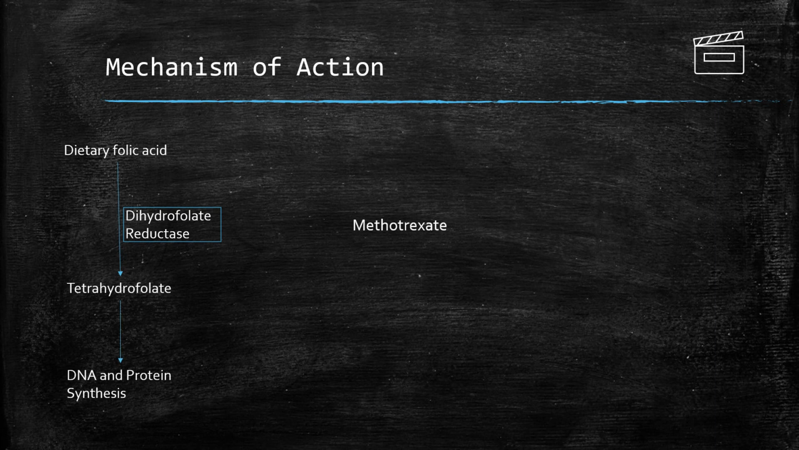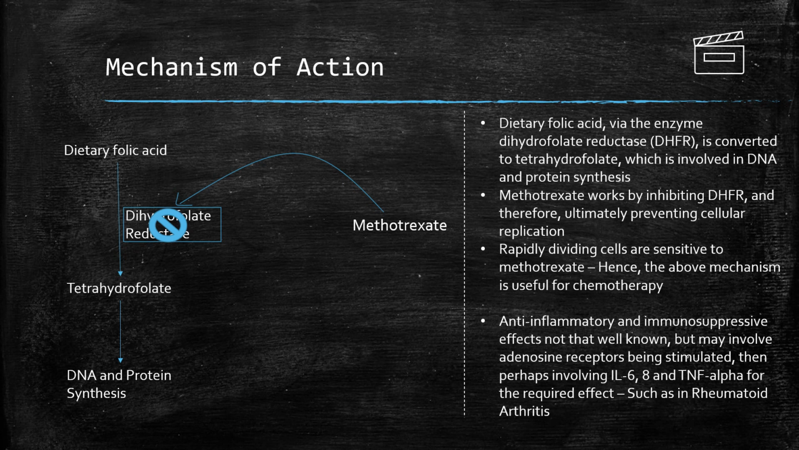Now, when we put methotrexate into the mix, it inhibits DHFR, which therefore prevents dietary folic acid from being made into tetrahydrofolate, which, as you can see via the little flow diagram, can prevent DNA and protein synthesis via preventing cellular replication. Here it is on the right, exactly what I've just said, the first two bullet points. The third bullet point, very important: this is useful for chemotherapy because rapidly dividing cells are very sensitive to methotrexate. Hence this mechanism is very useful.